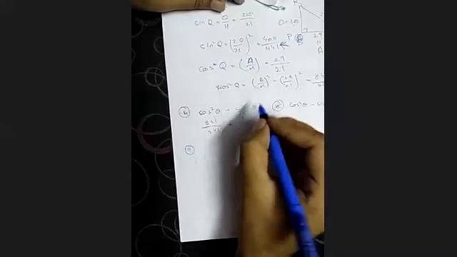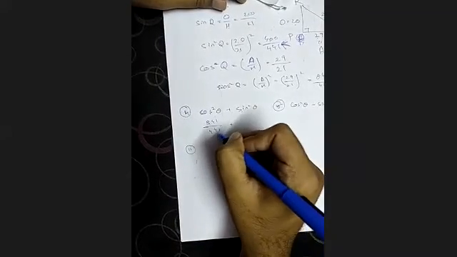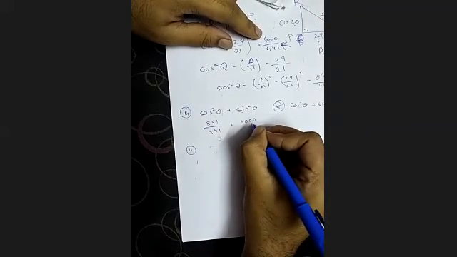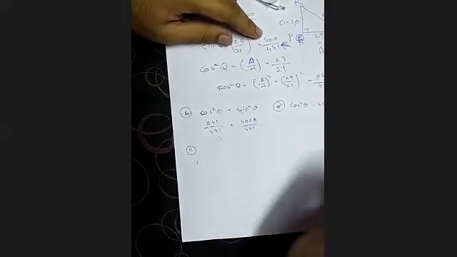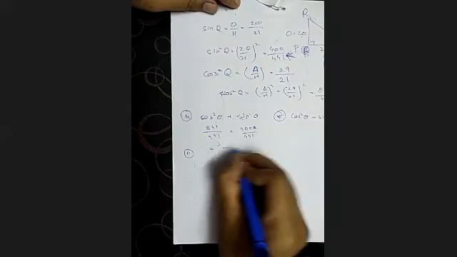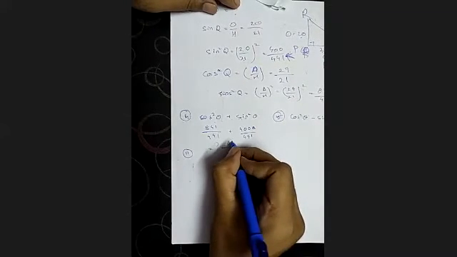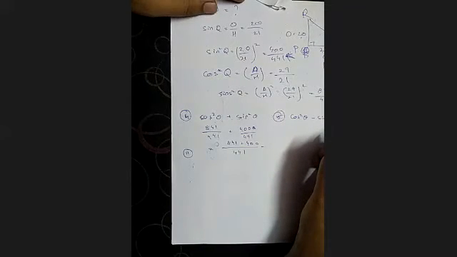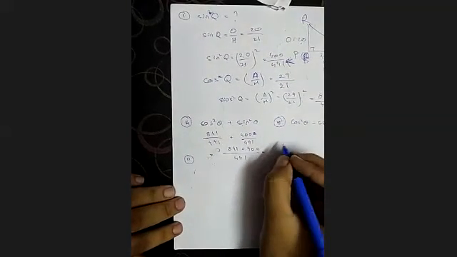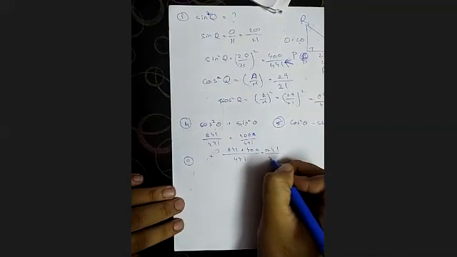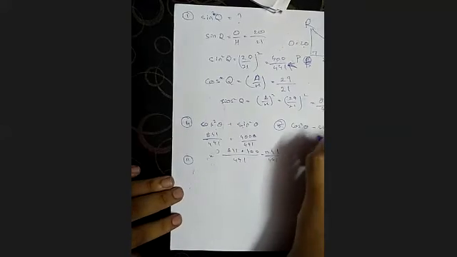Cos square theta is 841 by 441. Sin square theta is 400 by 441. Now the denominator is the same, so 441, and 841 plus 400. Then you got the answer? Yes, sir. What is the answer? 1241 by 441. Very good.